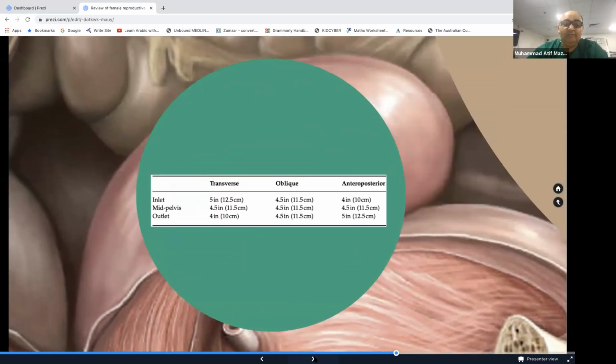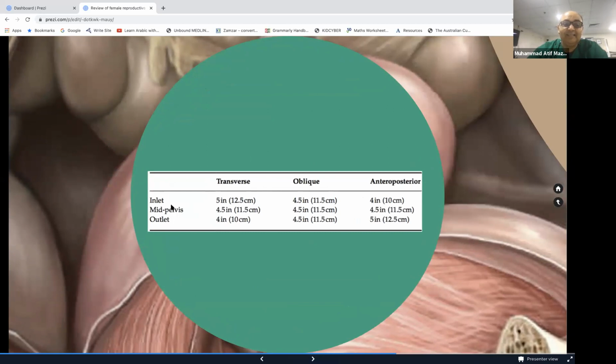So after she's been diagnosed as pregnant, these measurements are essential and they are really helpful. And this table shows you some of the acceptable values, and these values are really needed. You are expected to know what these measurements are and what they mean, what the level of the inlet is and what the level of the outlet is, and then the mid pelvis. So these measurements are really important, and you need to be good with these lines and these details.